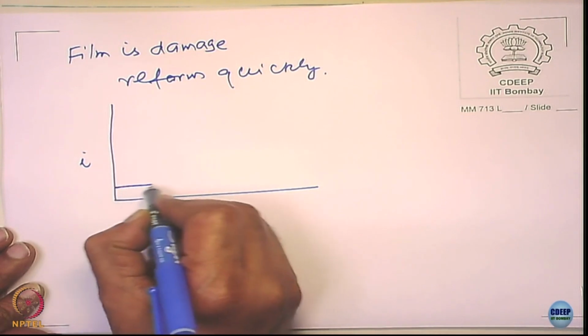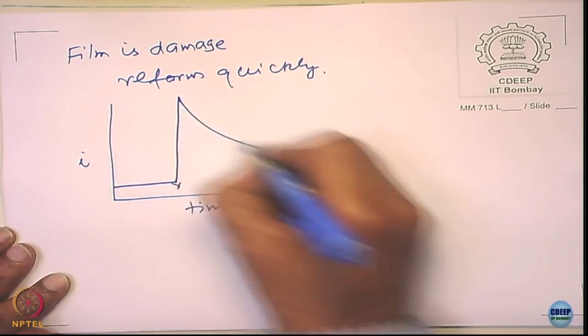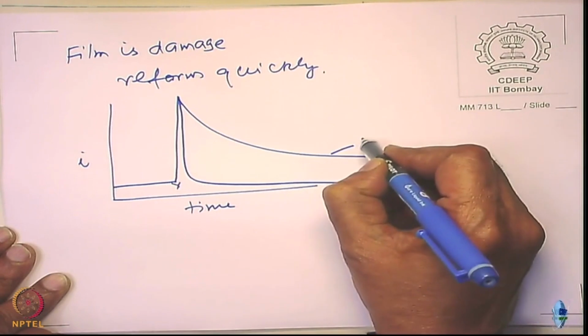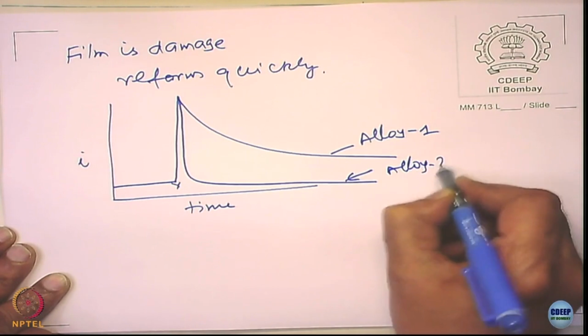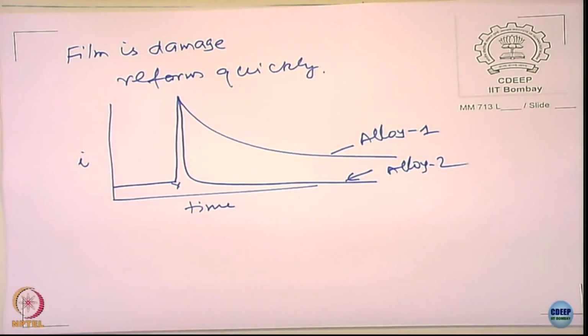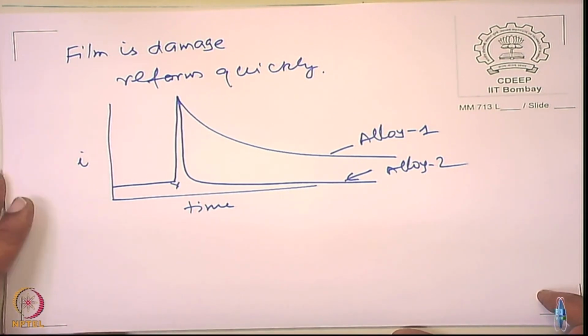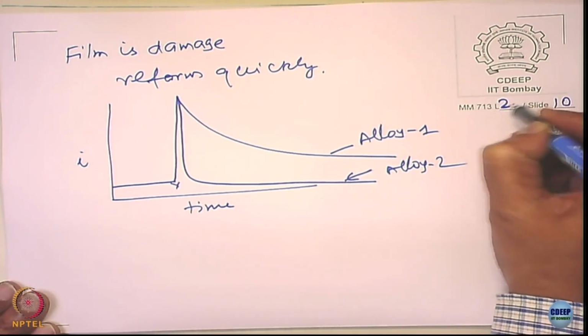This is the passive current. If I damage here, current will rise, it can go like that or it can go like this. Alloy 1, this is going to be your alloy 2, which is better, alloy 2 is better. So the alloy development program will take care of both the electrochemical and the metallurgical aspect of corrosion, so that we do not have erosion corrosion problems.